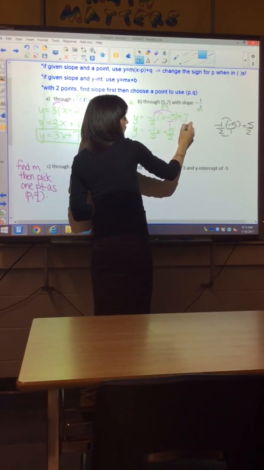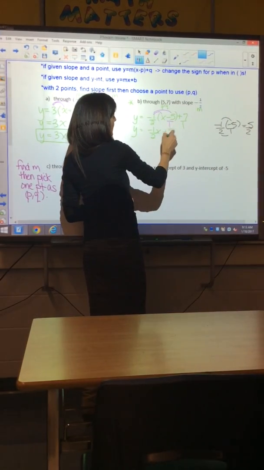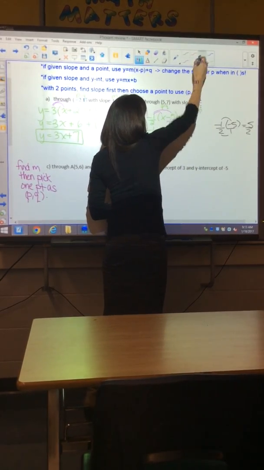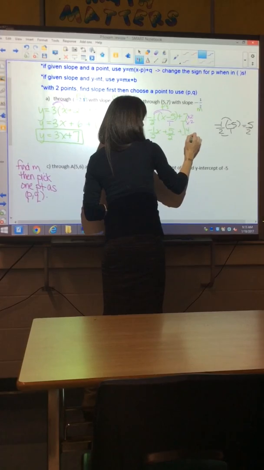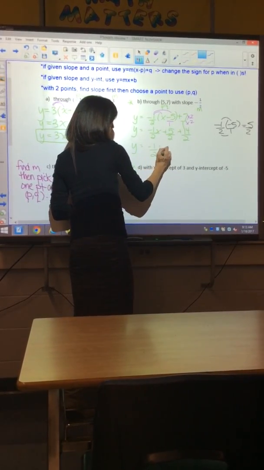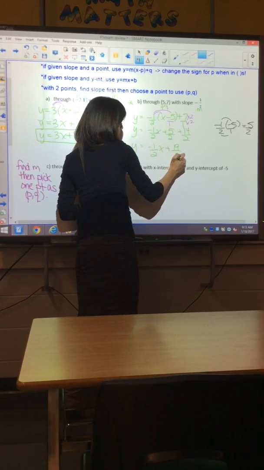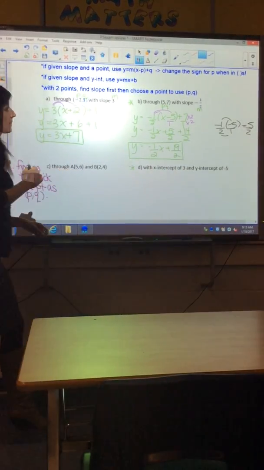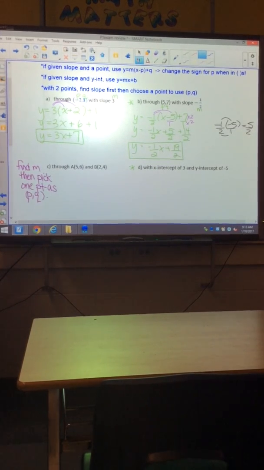And then 7 is 7 over 1, but we want to be able to add it to 5 halves, so we're going to get a common denominator here. So y equals -1/2 x plus 19 over 2. If you didn't get this right, there's a couple of questions in the textbook with some fractions in there that you can work on, part of your practice.